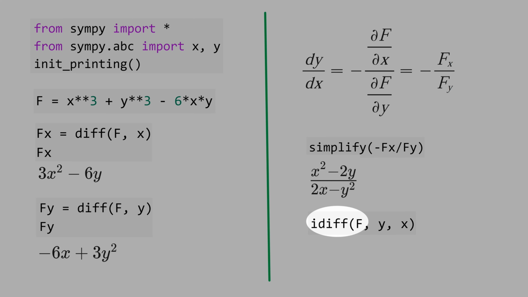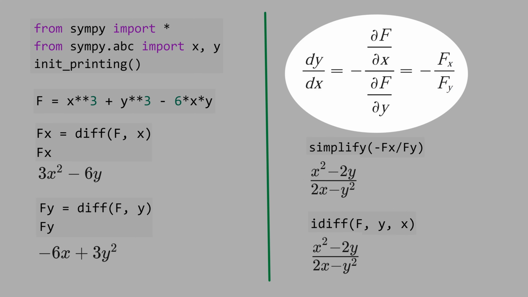We can call implicit differentiation of the function f and we pass y and x. And this is the result. That is equal to what you got before. We call this the implicit function theorem.